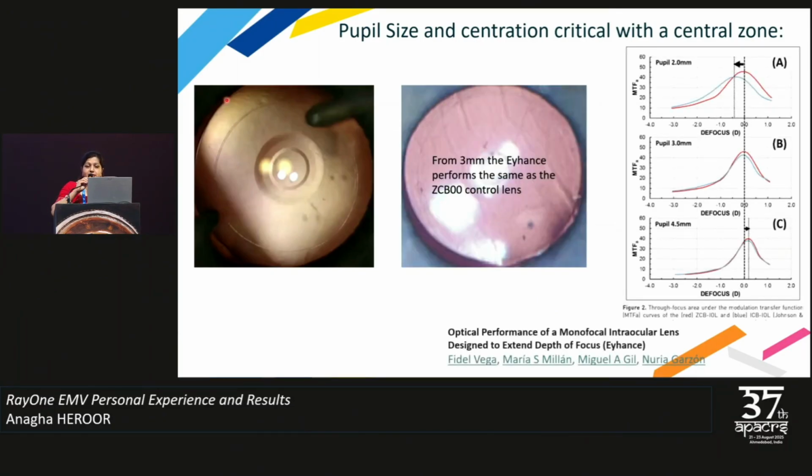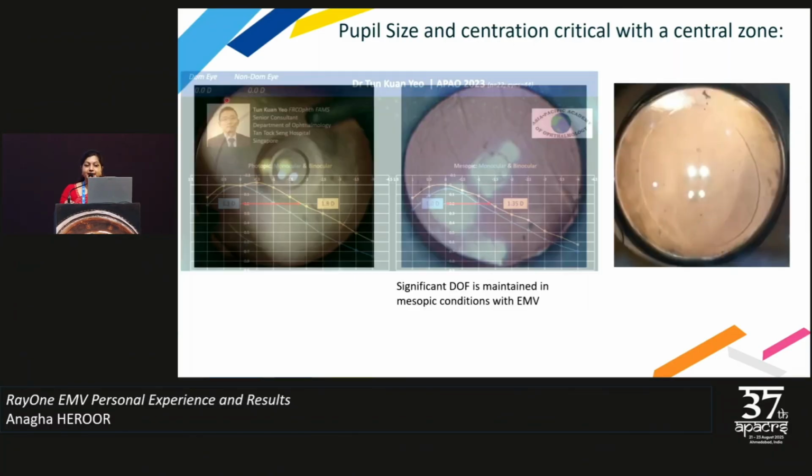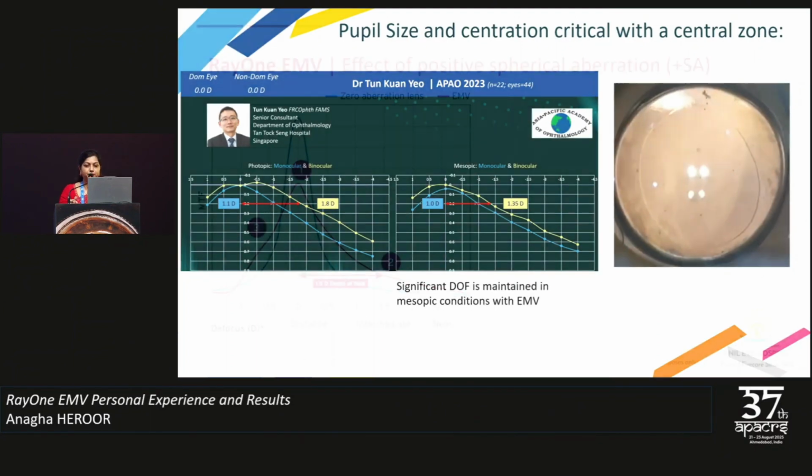Similarly with the Eyhance lens. Now with the Eyhance, if the pupil is around 2 millimeters, it gives a depth of focus. But at 3 millimeters and larger, the optical performance is literally as good as a monofocal lens. But with the EMV, in the mesopic pupil also, it gives us a significantly better depth of focus.